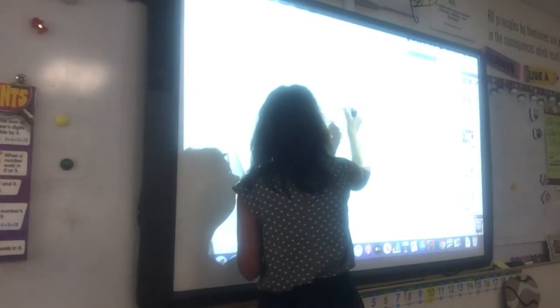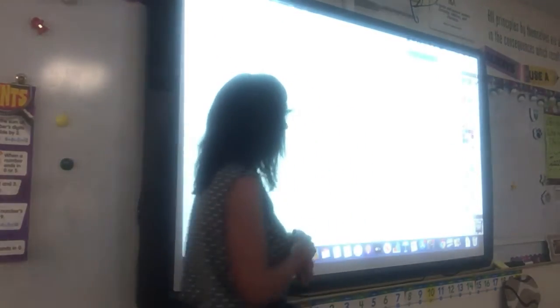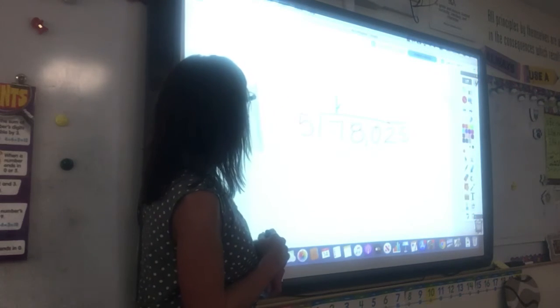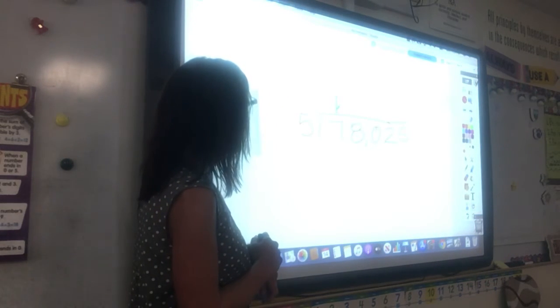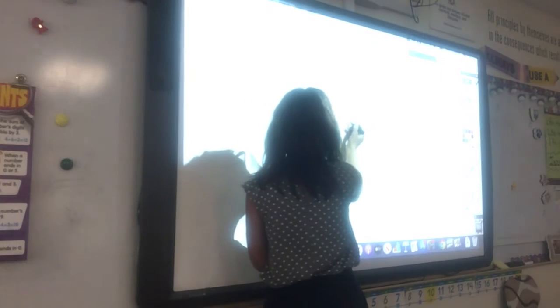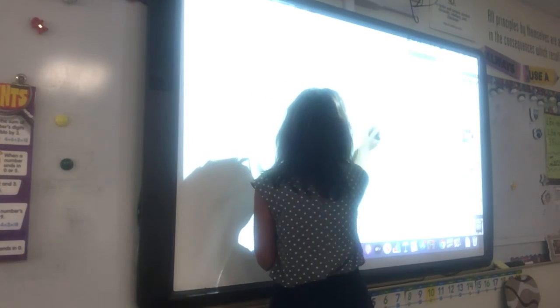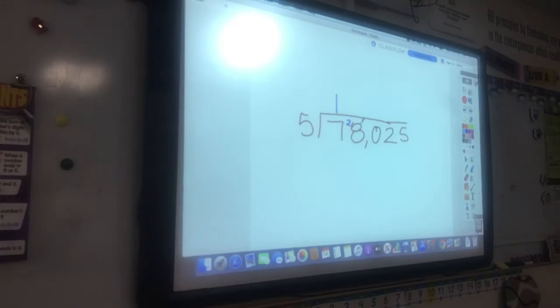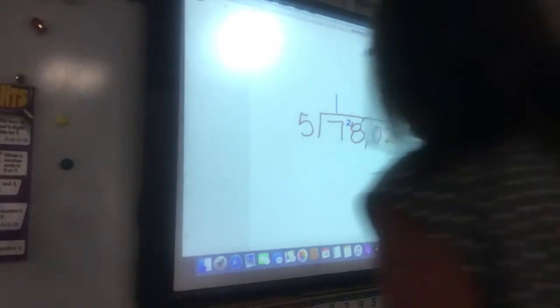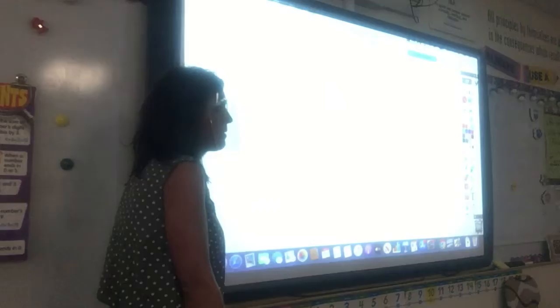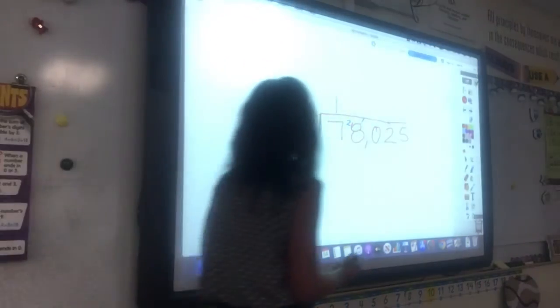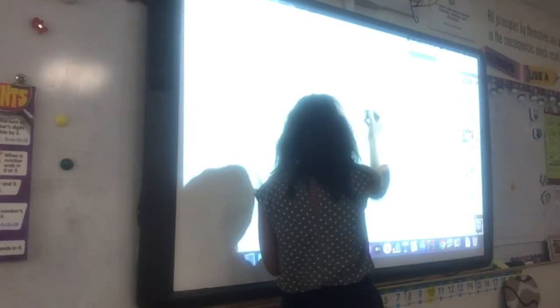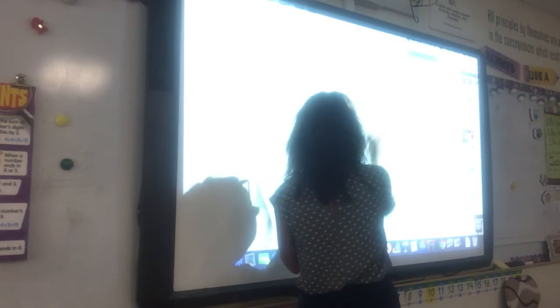Right. And so 5 times 1 is 5. So how much do I have left over? 2. So I'm putting a 2 right here. Okay, which means next time I'm going into 28. What's the closest I can get to 28? 5 times what is going to get me close to 28? Eva. 5. Which is 25. So I have how much left over?